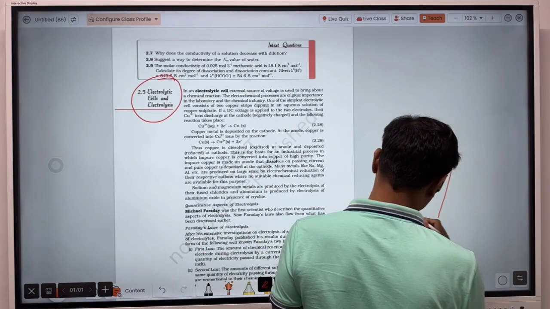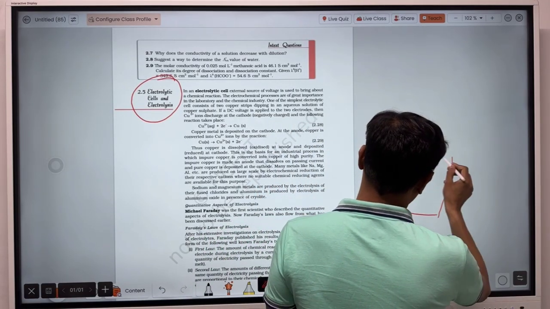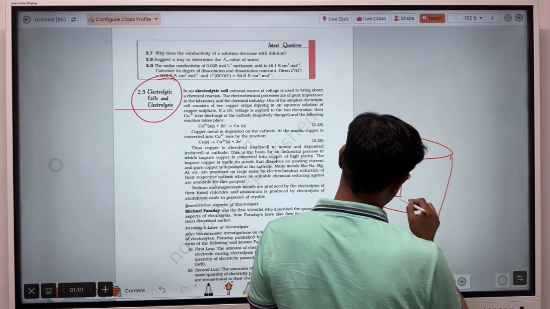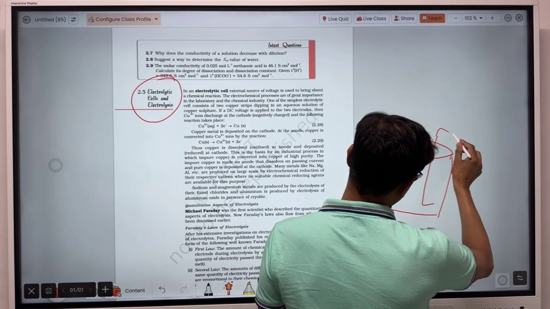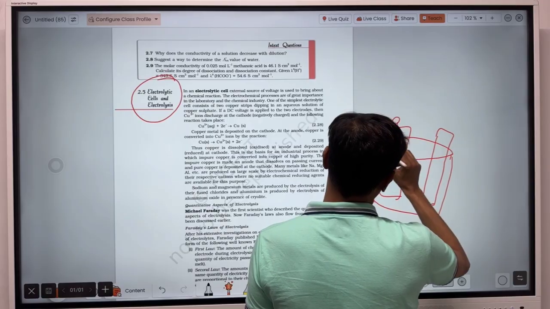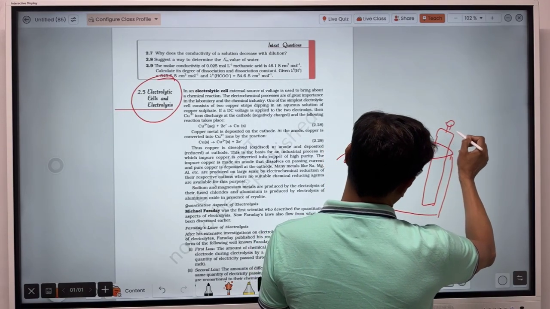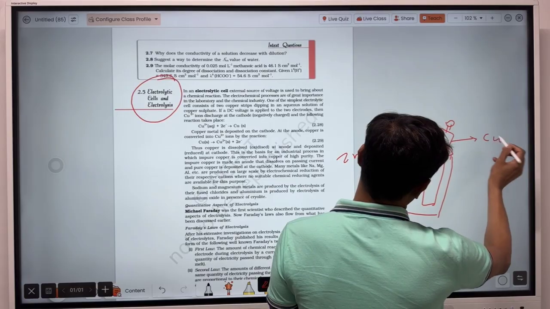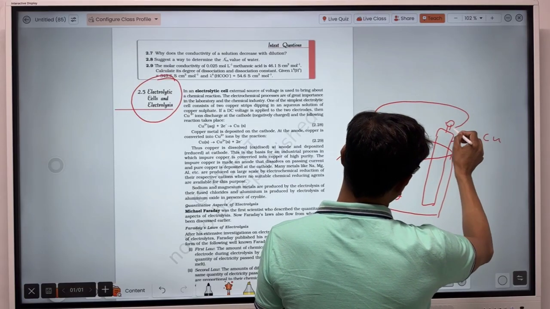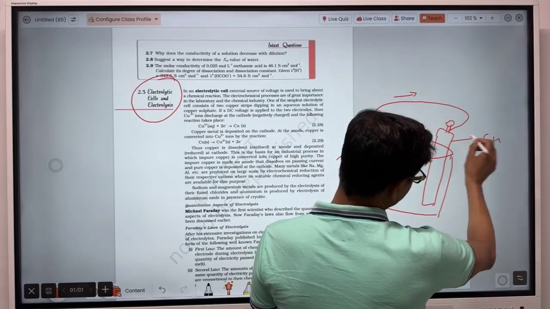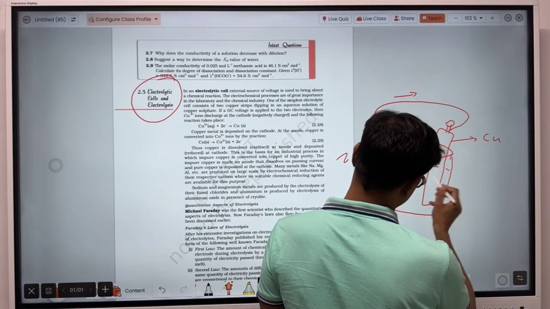If in a cell here, in a galvanic cell, what was happening there? Here was cathode, and here is, suppose here, the anode, zinc rod here, and here copper rod. When you connect both the electrodes, then electron will flow from zinc rod to copper rod.